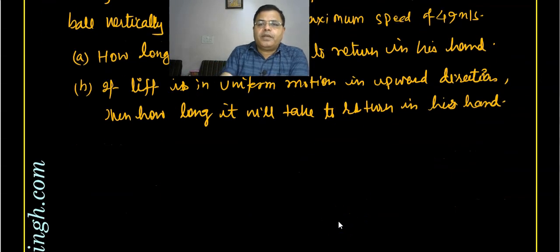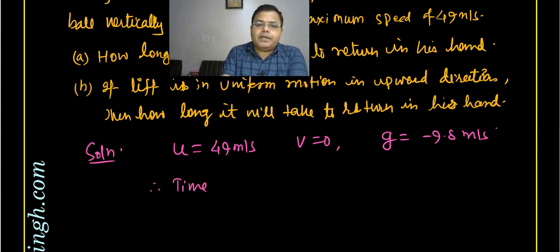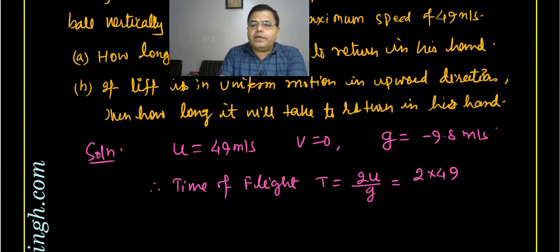The initial speed is given, final speed is zero. Solution: here initial speed is 49 meter per second, final speed is zero, g is minus 9.8 meter per second square, and the time of flight, what we have discussed, is t equal to 2u by g, that is 2 into 49 upon 9.8. So this will be 10 seconds. Easily one can answer, as we have learned in the previous one, that g is 9.8, it will be negative, and t is the total time of flight, which we have already discussed and can use. So time is 10 seconds.